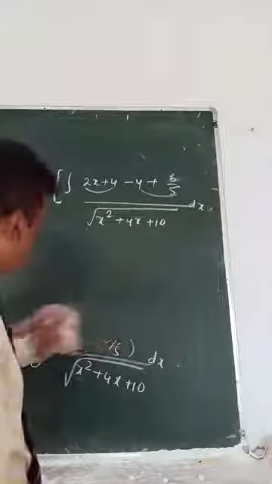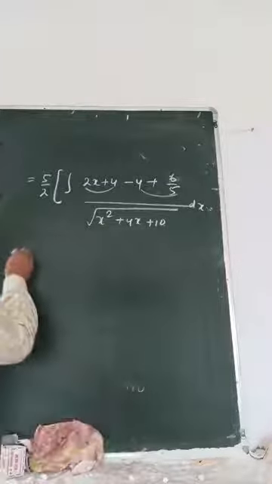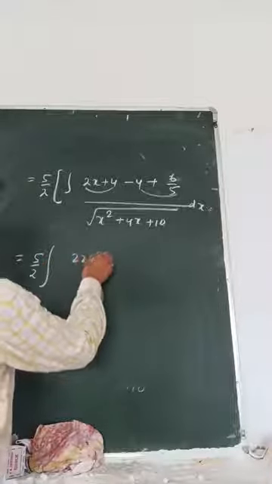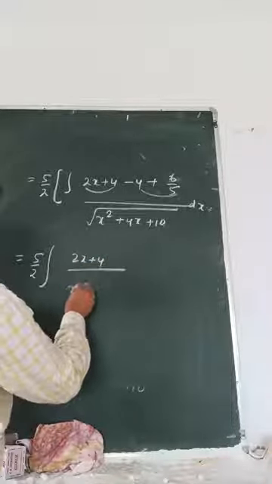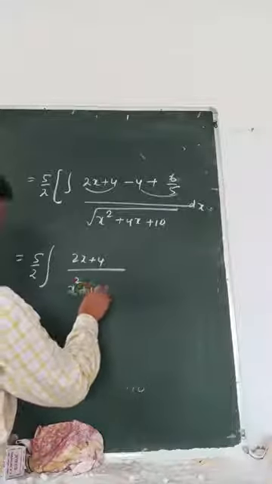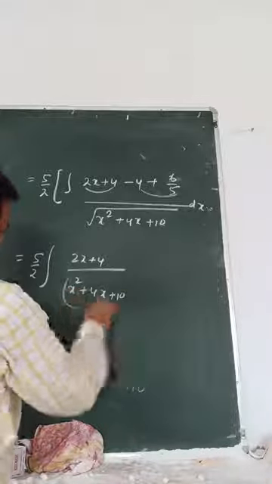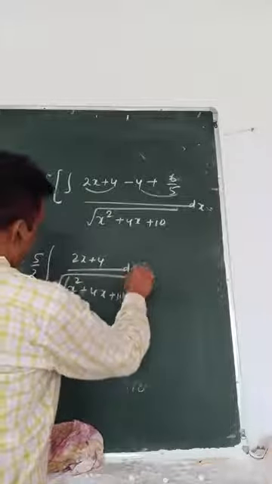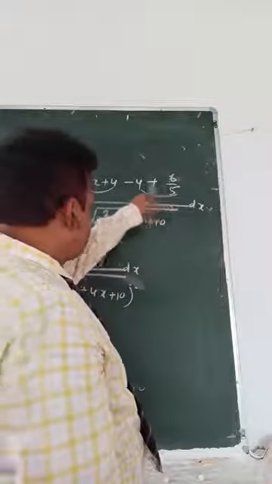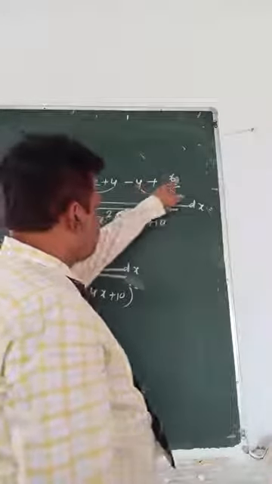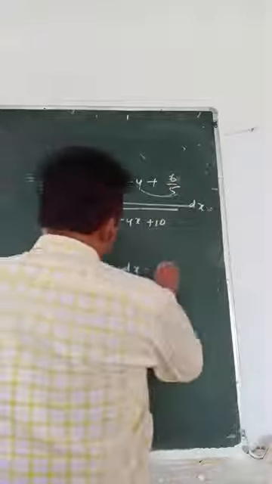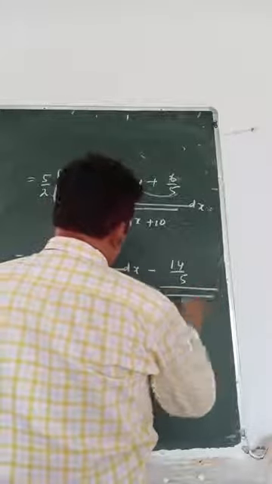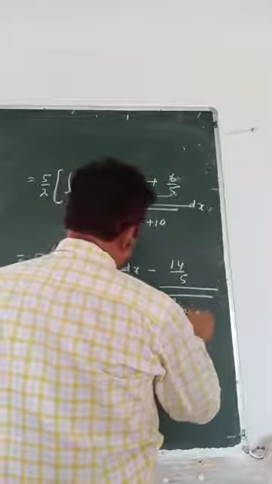So if you do a separation, it will be 5 by 2 times 2x plus 4 by x square plus 4x plus 10 to the power half, or you can write root over, it doesn't matter. This is simplified: minus 20 plus 6, minus 14 by 5, divided by root over of x square plus 4x plus 10.